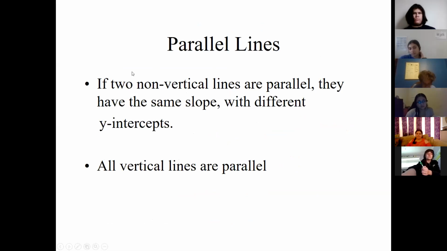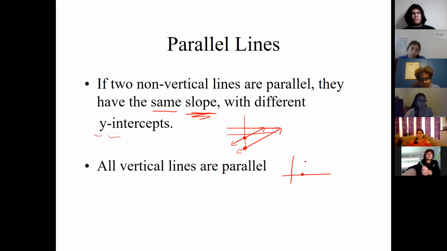Now let's briefly talk about parallel lines. If two non-vertical lines are parallel, what do we know? They have the same slope, but different y-intercepts, right? That makes sense. If you have this, this, and this, same direction means same slope, different y-intercepts. I just messed it all up. It's supposed to be arrows. All right. And all vertical lines are parallel. That should be obvious. Parallel, vertical is parallel, right? Any questions on parallel lines? No, just know they got the same thing.